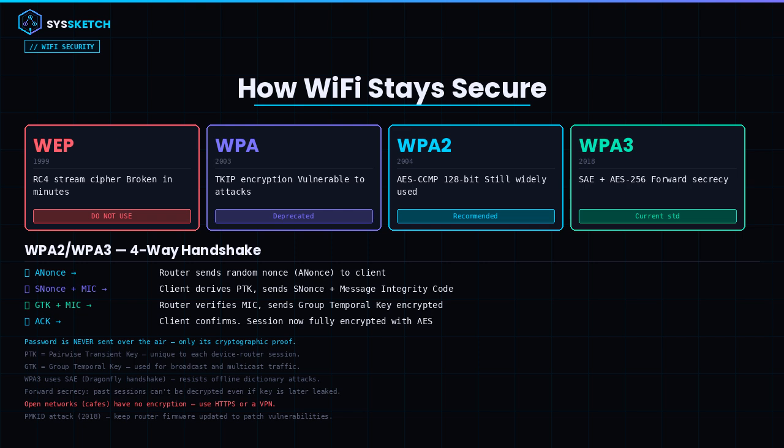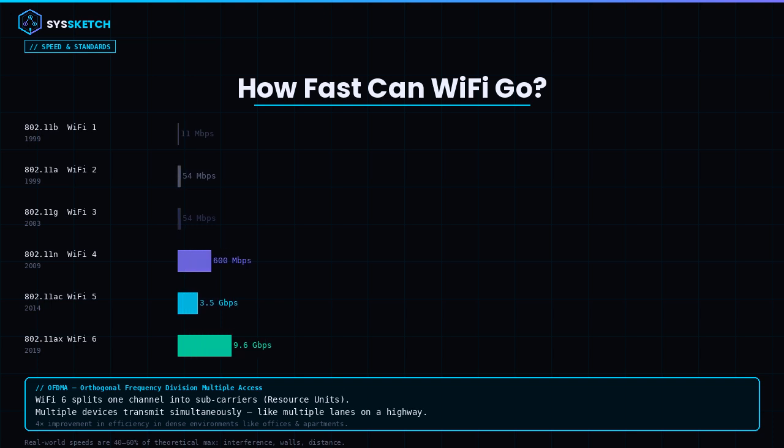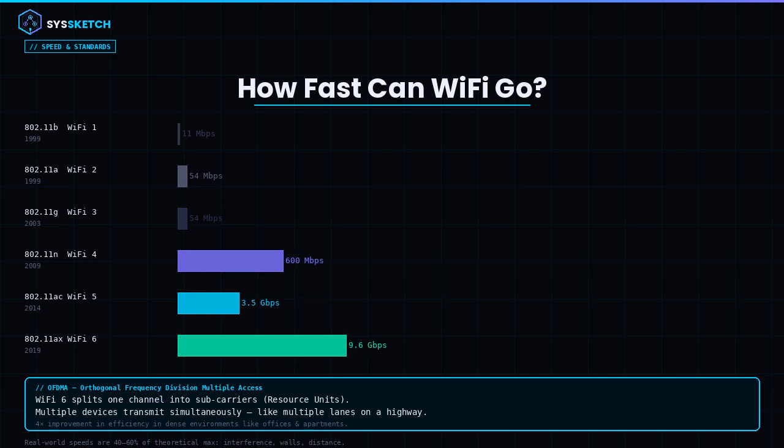Finally, let us talk about speed. The maximum theoretical speed of Wi-Fi has grown dramatically over the years. The original 802.11b offered 11 megabits per second. 802.11g pushed that to 54 megabits. 802.11n, or Wi-Fi 4, reached 600 megabits. 802.11ac, or Wi-Fi 5, hit 3.5 gigabits. And the current 802.11ax, Wi-Fi 6, reaches a theoretical 9.6 gigabits per second.